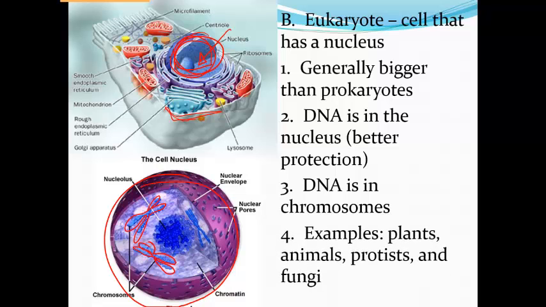And some examples of things that have eukaryote cells. You and I have eukaryote cells, but plants and even some one-celled organisms like protists that live in the water, but also mushrooms that would fit into the fungi kingdom.